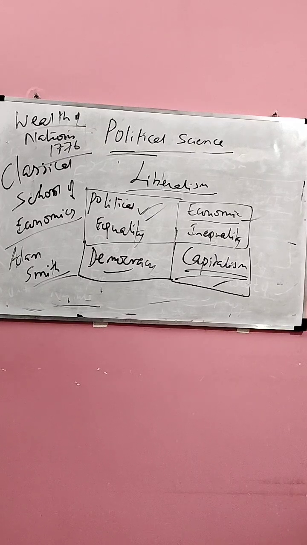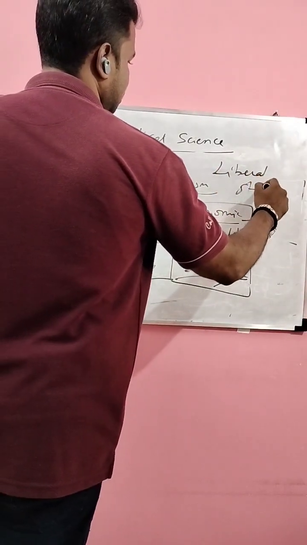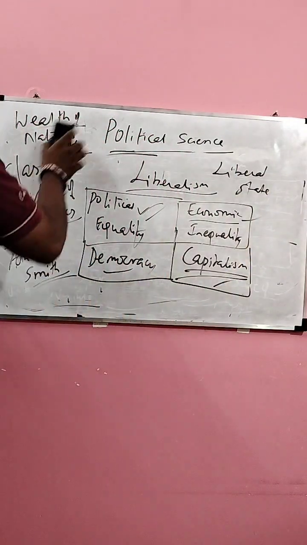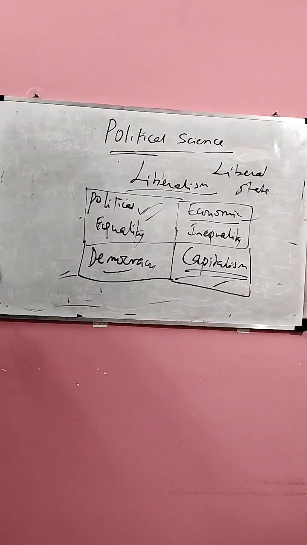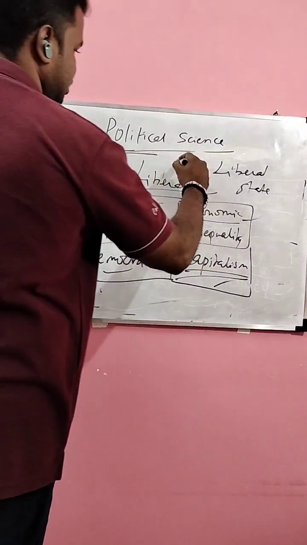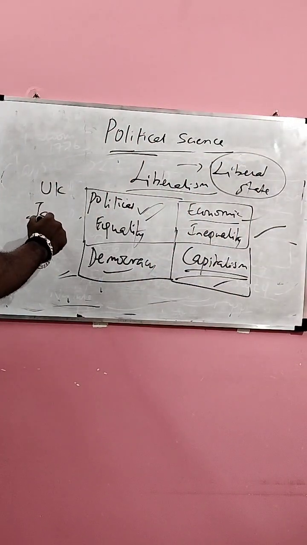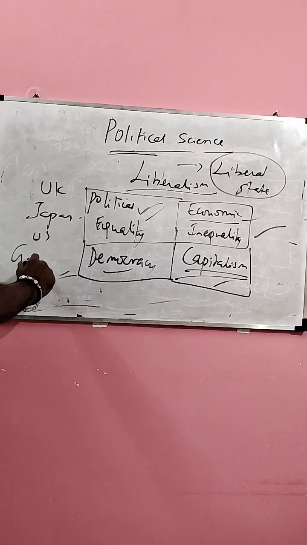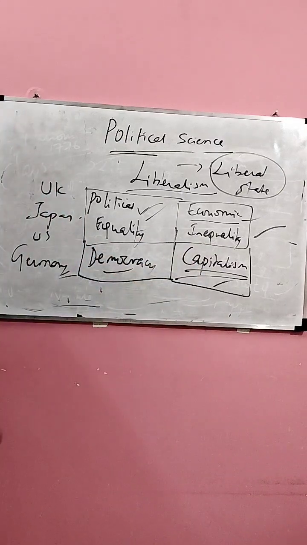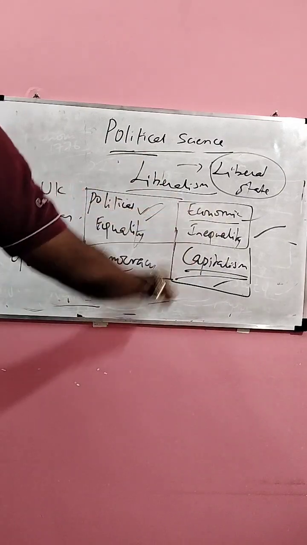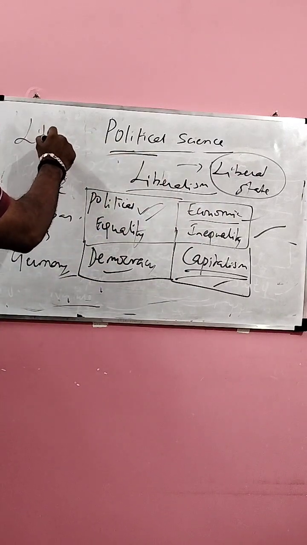Okay. So this is how you look at the concept of liberalism and the liberal theory of the state. So when you see a liberal state, how do you see the liberal state? Because the liberal state is nothing but a derivation of the philosophy of liberalism. This is how a liberal state will look. UK, Japan, US, Germany, and so on are liberal states. You will see democracy, you will see capitalism. You will see political equality, but not economic equality. Okay? So these states are called liberal democracies.